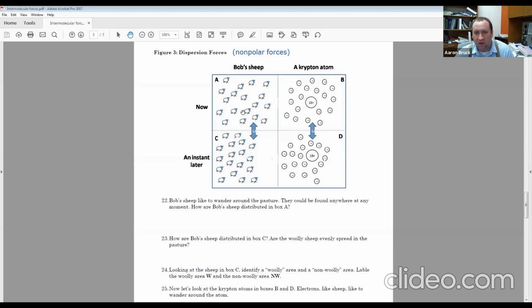How are they distributed in box A? We can see here that they're distributed very evenly. And in box C, not as evenly. There seem to be more on the left side of the pasture than the right side.